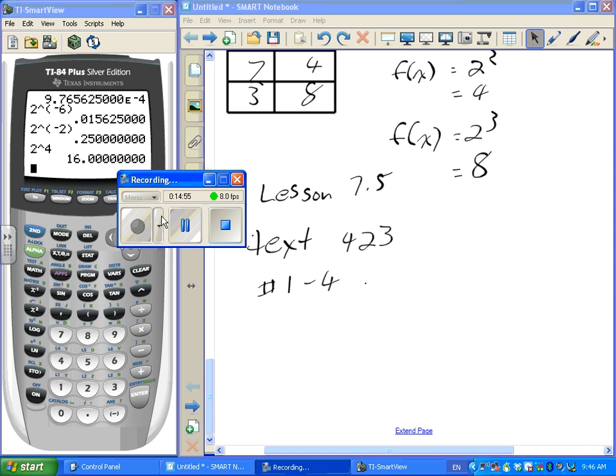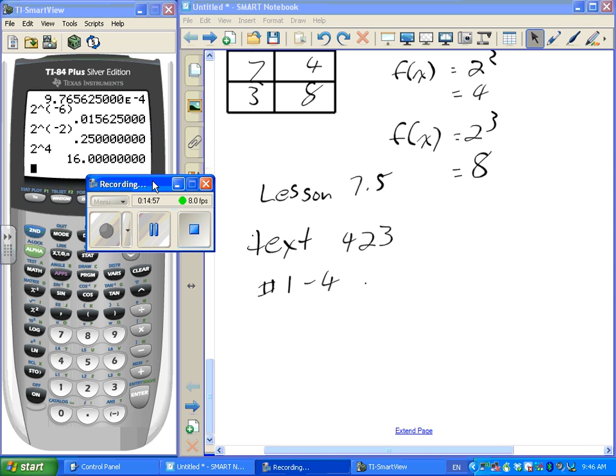Your homework is lesson 7.5, text page 423. Numbers 1 to 4. It's a very, very straightforward homework. Please try it. If you need to know it for tomorrow.